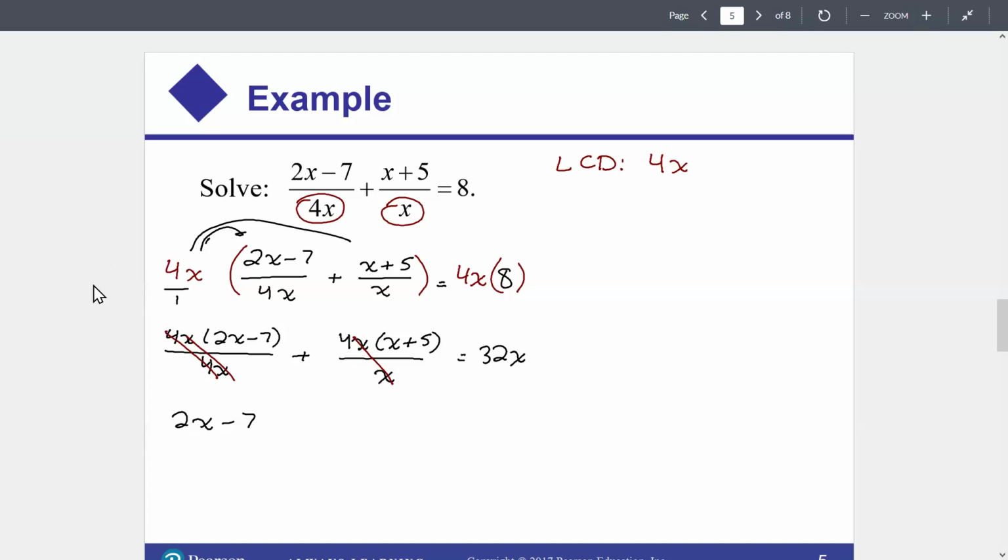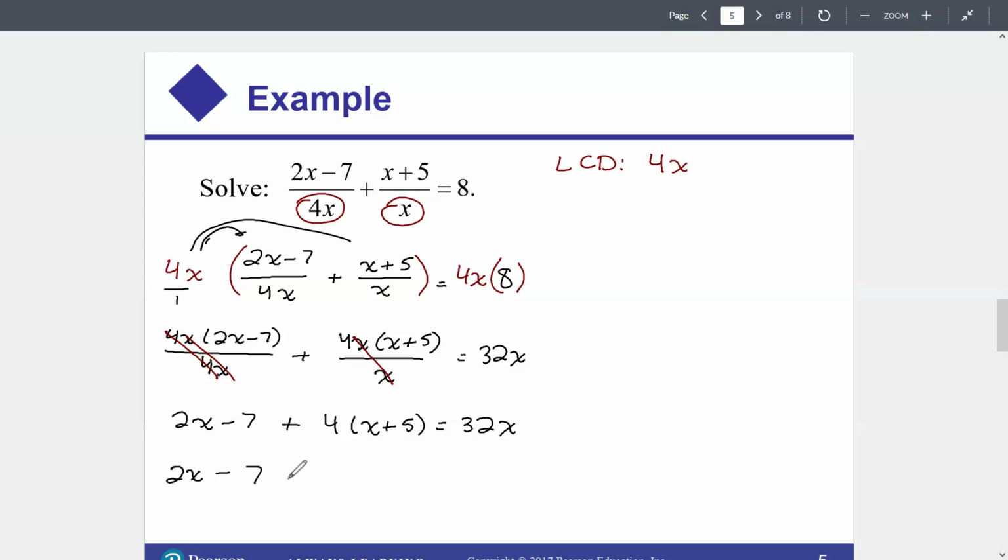So what we have here is just going to be plus the 4, and then we just have the x plus 5. So I just made sure I simplified all of my fractional parts with a denominator. I simplified all those. And now what we have here is just a linear equation.